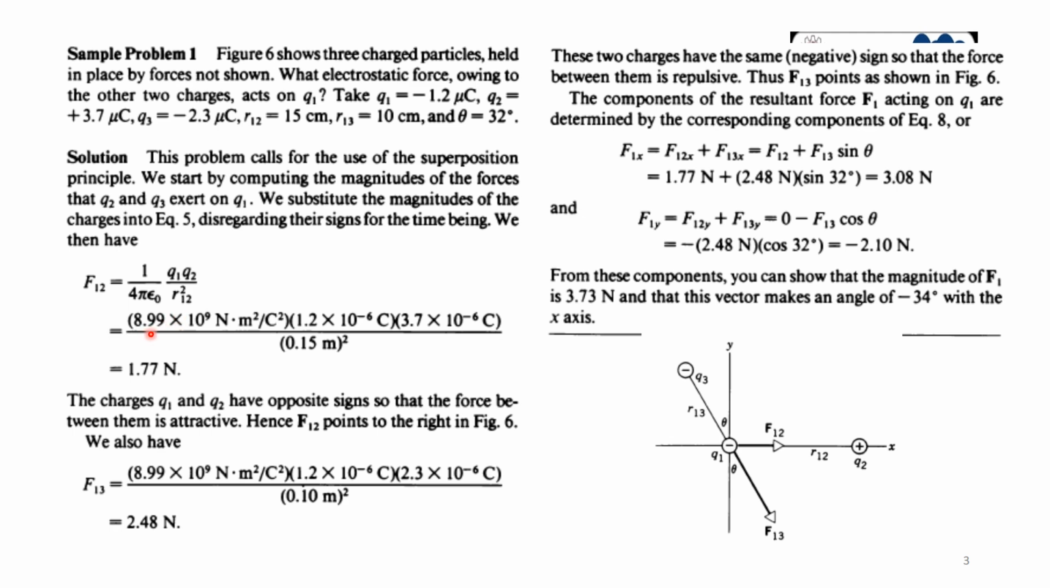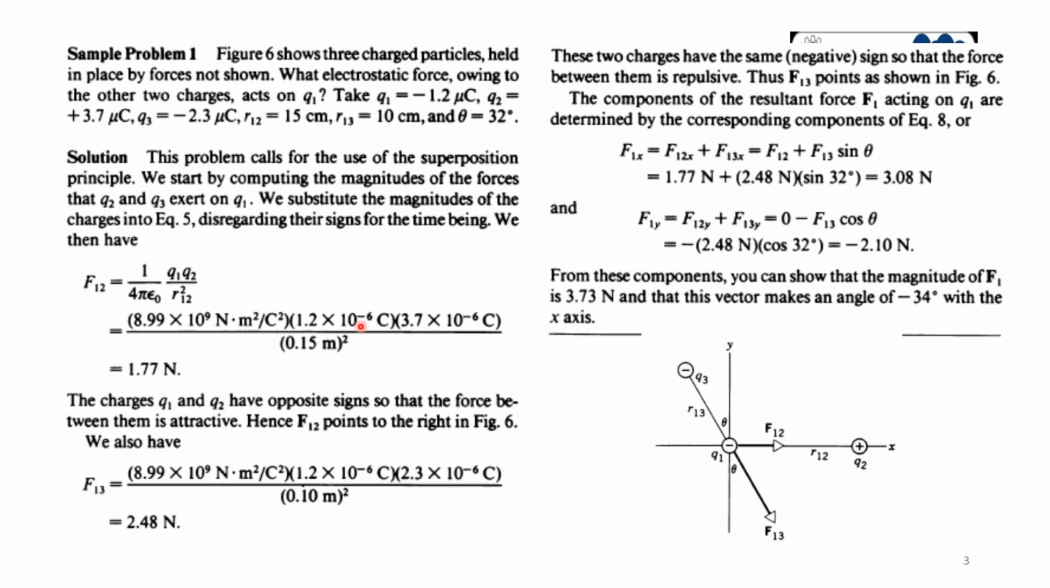The value of K we already know, that is 8.99, or we can use 9 into 10 to the power 9. Both values are approximately the same. Okay, so 8.99 into 10 to the power 9 newton meter square per coulomb square. 1.2 microcoulomb is Q1, and 3.7 microcoulomb is Q2.